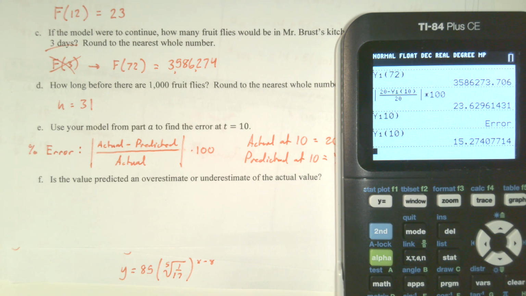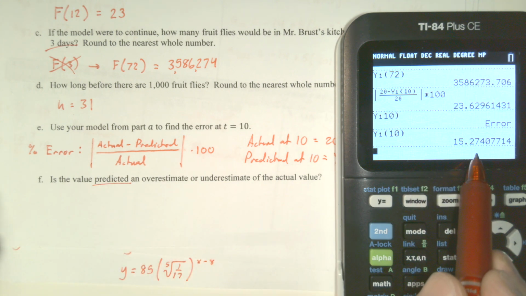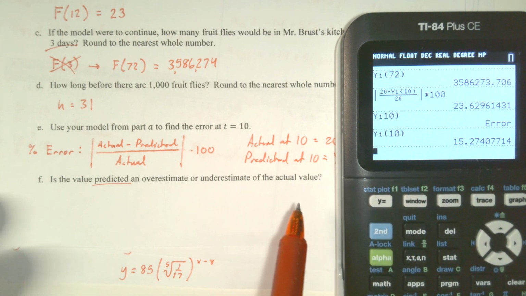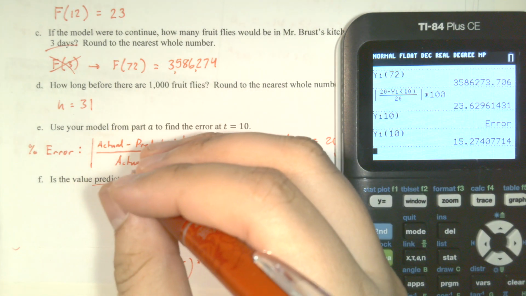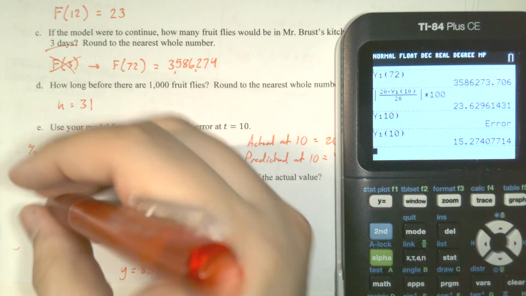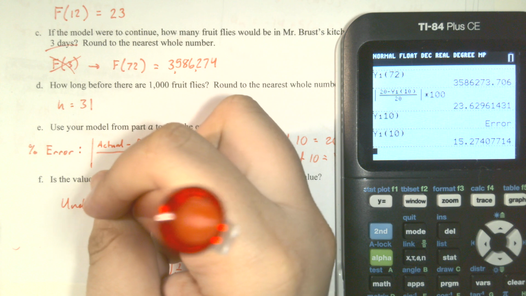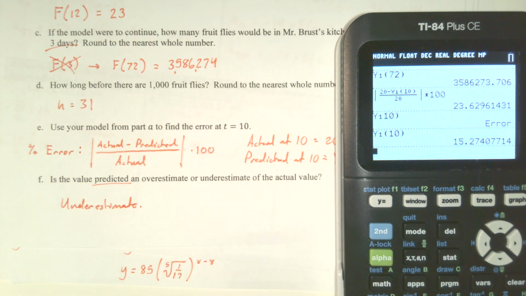And so the last question is, was the value predicted an overestimate or an underestimate of the actual value? The value predicted was 15.27, but the actual value was 20. So we would say that the value predicted was an underestimate. And that's it. So you don't have to worry about these last two questions on your exam. That's just more of an FYI.